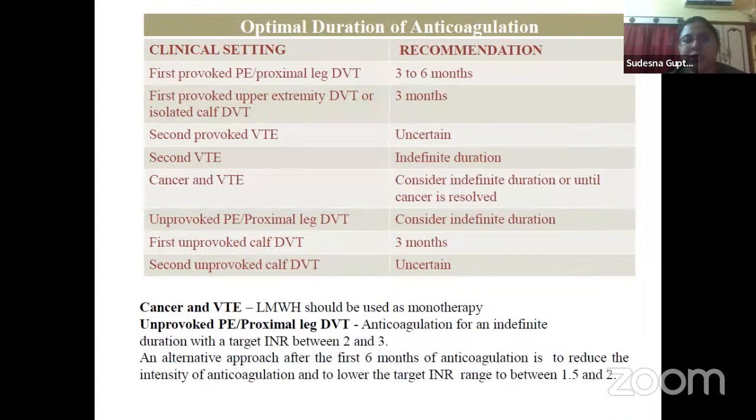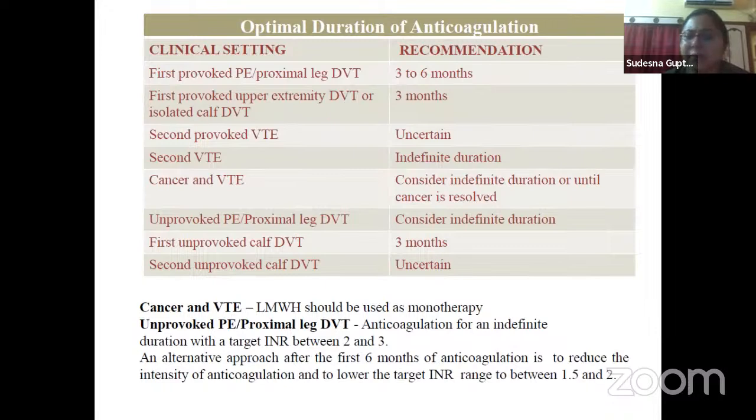An important thing is the duration of the anticoagulants. If it is a first provoked PE, the recommended duration is 3 to 6 months. If it is a first provoked upper extremity DVT, 3 to 6 months. If it is a second episode, consensus is very uncertain, but most likely it should be of indefinite duration. If there is associated malignancy, consider indefinite duration until the cancer is resolved.